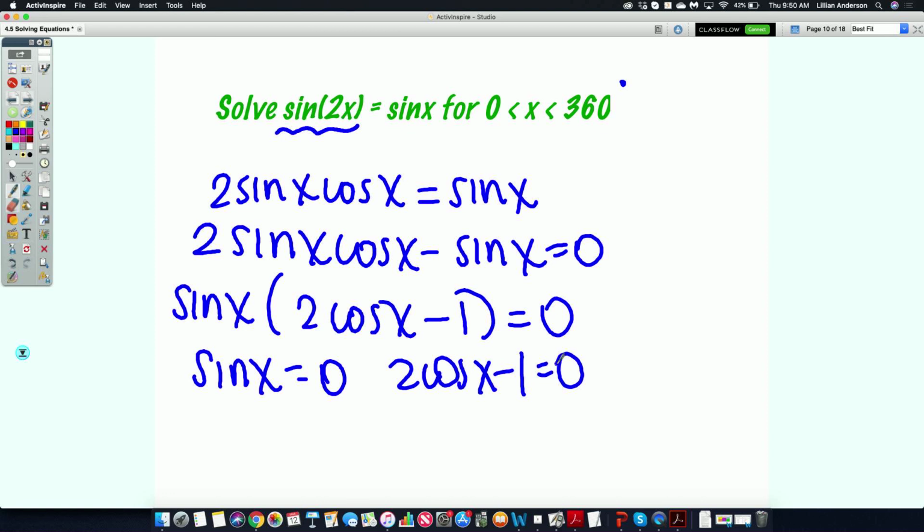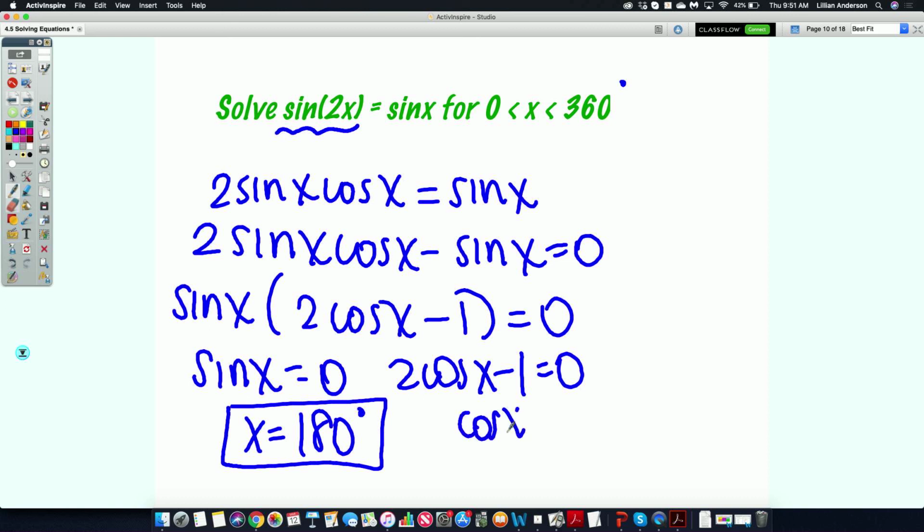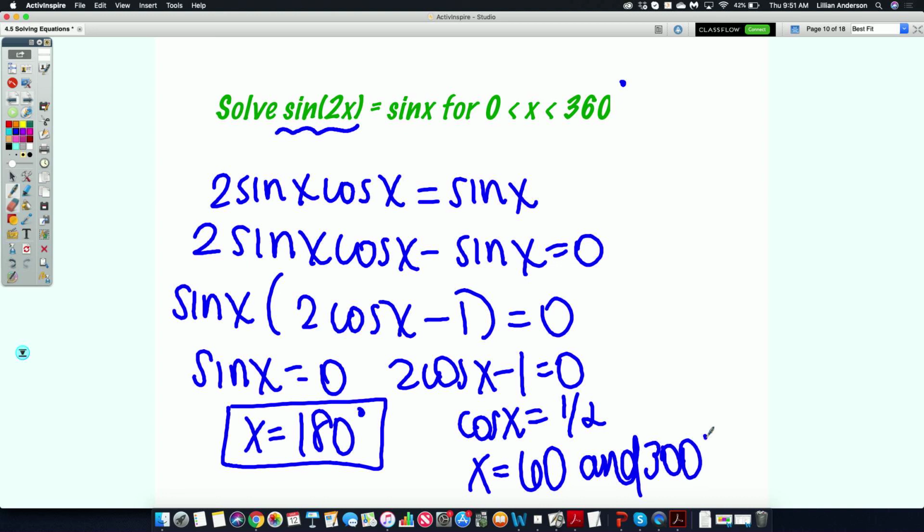So between 0 and 360 exclusively, where is sine 0? At 180. Because remember, sine is your y coordinate, and that's at 180. Over here, I'm going to look where cosine x is equal to 1/2. Where is cosine 1/2 from 0 to 360? 60 and 300 degrees. Please make sure that you know the unit circle because it's going to come into play when you are solving.